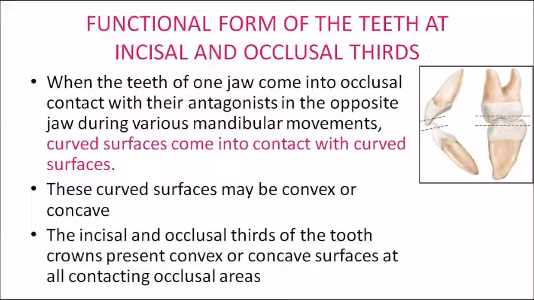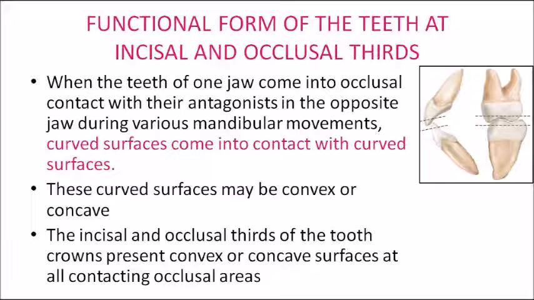So in dynamic occlusion, it is not like one cusp is coming into contact with the opposing cusp. It is rather a curved surface of a tooth of one arch coming into contact with the curved surface of the opposing tooth on the opposing arch. These curved surfaces can be convex or concave. The examples of these curved surfaces are the incisal and occlusal thirds of the tooth. We can see in the picture that there are markings which denote the curved surfaces. In the anterior teeth it is the incisal thirds, and in the posterior teeth the curved surfaces are located in the occlusal thirds, and these surfaces can be either convex or concave.